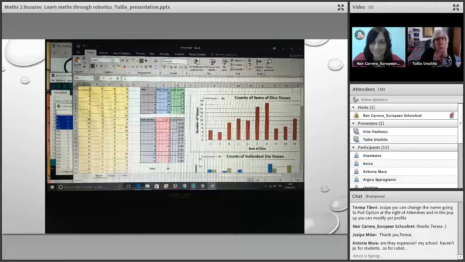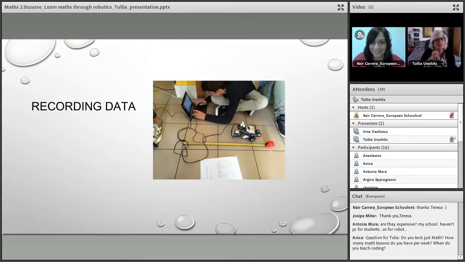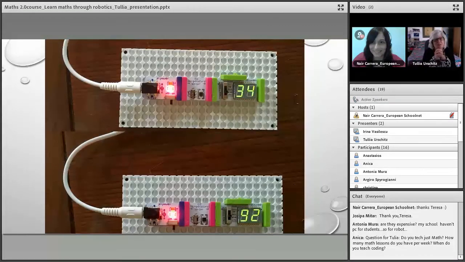After showing the data, we had to record them each time that we work with robots. So we don't just play on the floor, but we also set the activities starting from observation, hypothesis, writing down the measures, then recording the data, and after that giving the solution.